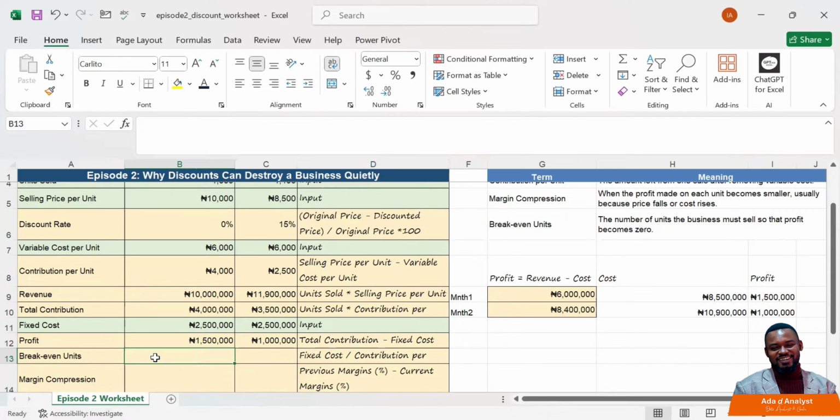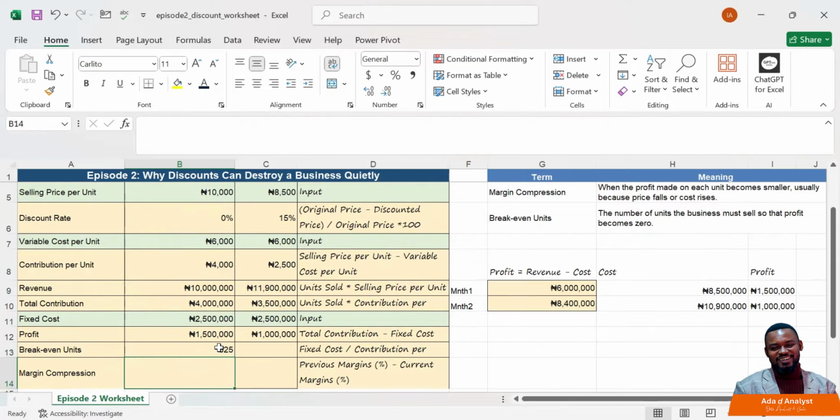So I'm also going to use an expanded formula to show you that we could get the same thing here. So fixed cost, right? We'll say equals, what was fixed cost? Fixed cost was 2.5 million for month one. And we want to divide by contribution per unit, which is 4,000 in month one. So that gives us our figure for the break-even units.